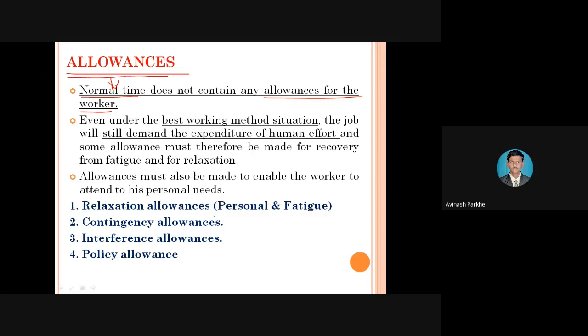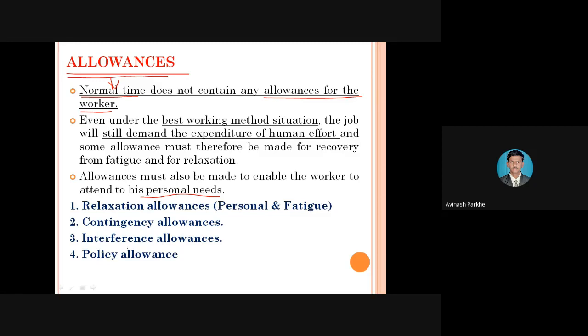Here the allowances must also be made to enable the worker to attend to his personal needs. Sometimes we have to go for relaxation, because when operators do the same type of task, there may be fatigue in the hand and the body. At that time we have to take rest, and then after resting we work on that machine. So which types of allowances are provided if the operator is in fatigue, or has to satisfy personal needs? We are going to discuss those different allowances now.